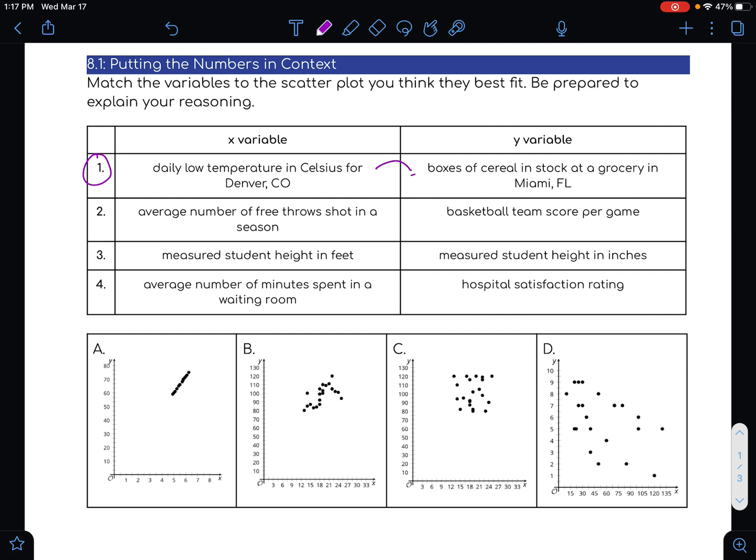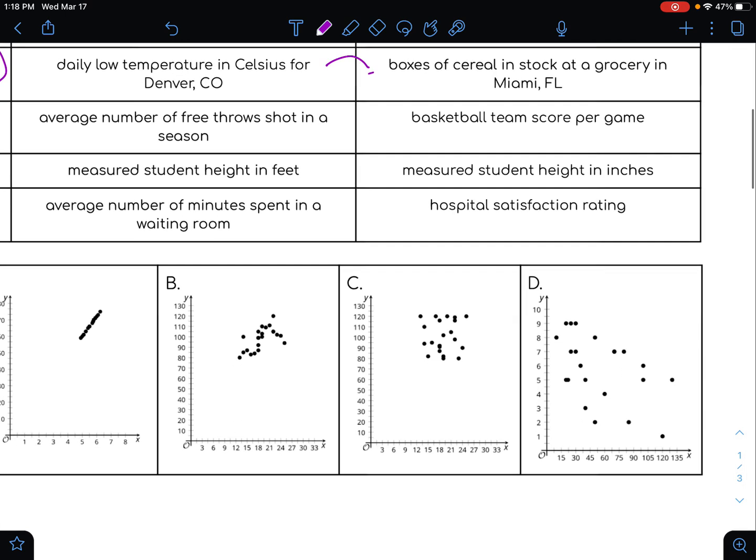I hope your eyebrows are kind of raised right now because how would the daily temperature in Denver, Colorado be related to the boxes of cereal in stock at a grocery store in Miami? I know there's the whole butterfly effect and stuff, but those two variables don't seem to be related in any way, shape, or form, which means the correlation would be essentially 0, which means that the scatter plot would be very scattered.